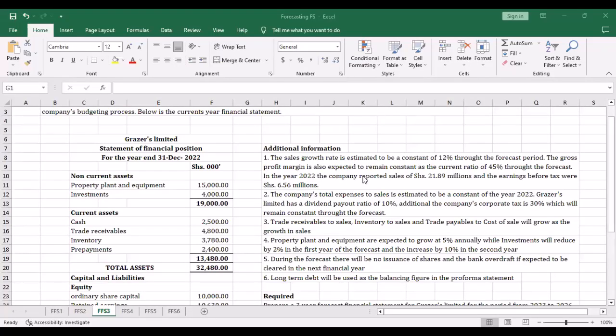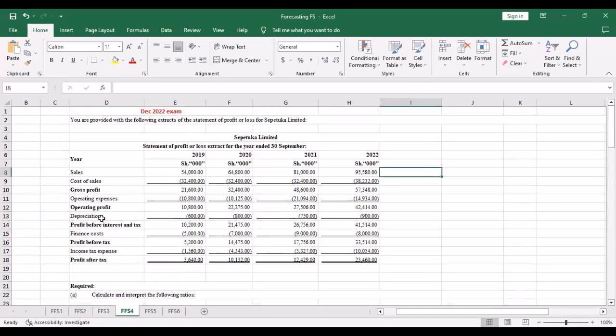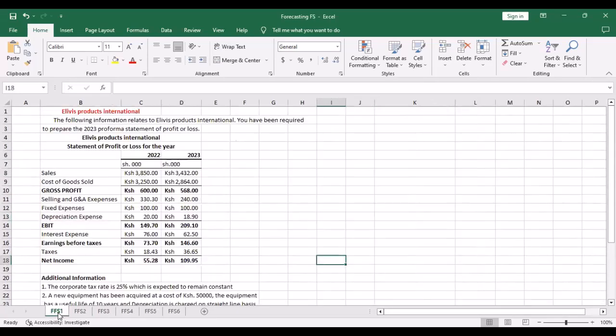Okay, last class, we were looking at forecasting financial statements, and this is just a continuation of last class. I think we had done this one. We did this one, but on this computer that I'm using, actually it has not been done. Also, this one we did, and the first one. So I want to do the third one.